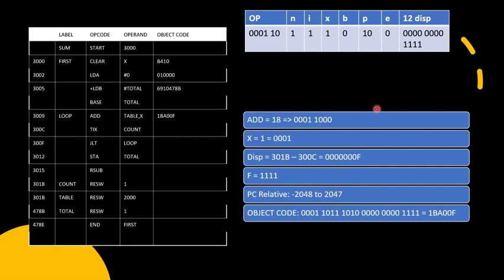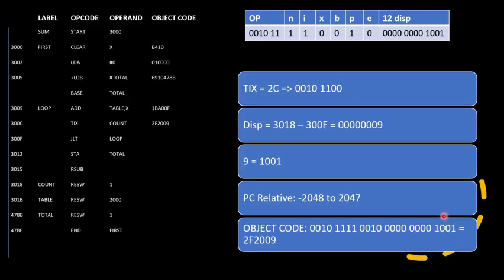So here we're going with third format again. Now here N is 1, I is 1, X is 1, B is 0, P is 1, and E is 0. Looking at this, address is 18 and X equals 1, which would become 0001. Displacement would be 301B minus 3003, which would give us F as the answer. F is 1111. So PC relative, it is in the range of -2048 to +2047. The object code would be 1BA00F.